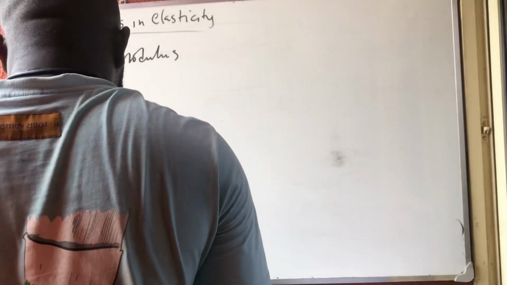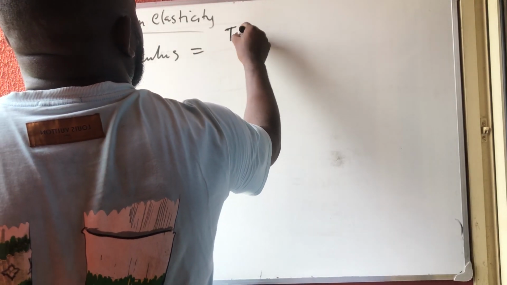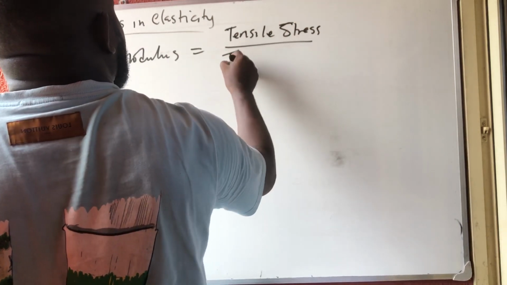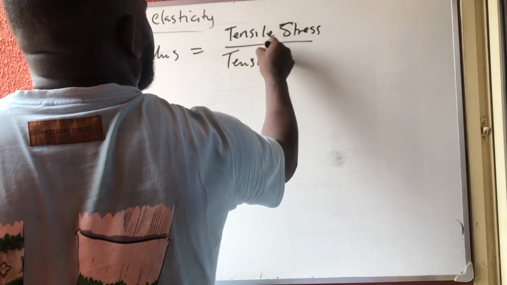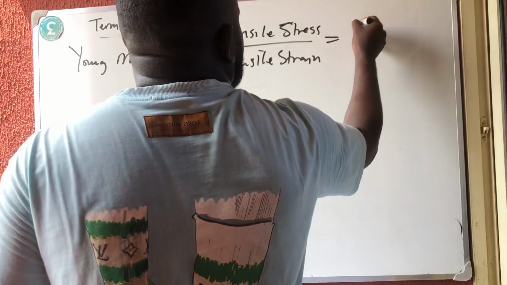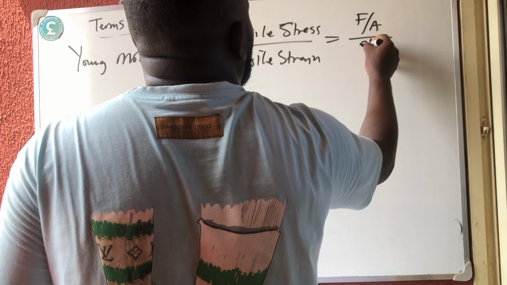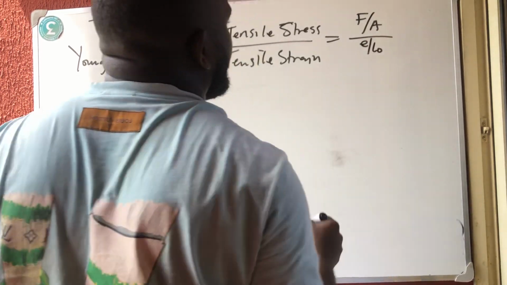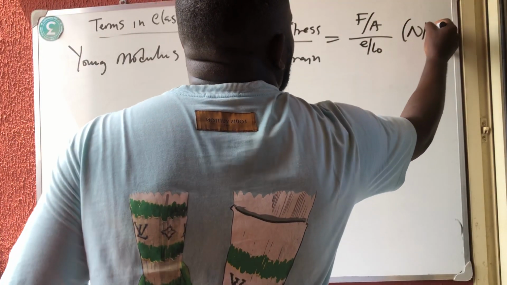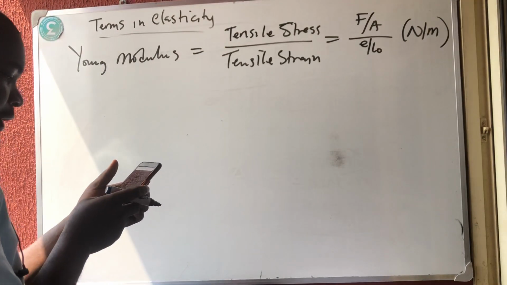Now, Young modulus is what? Tensile stress over tensile strain, or simply say stress over strain. And stress is what? Force over area, while strain is what? Extension over original length. Okay. So we say that Young modulus has the same SI unit as tensile stress. Why? Because tensile strain does not have any SI unit.